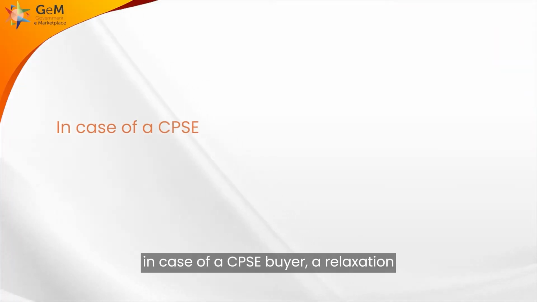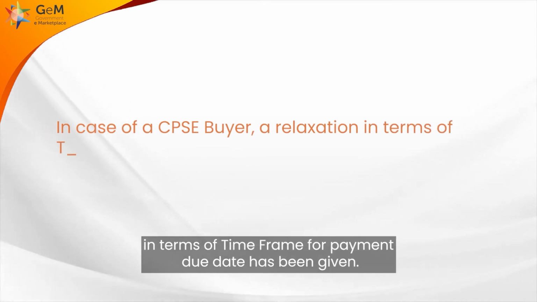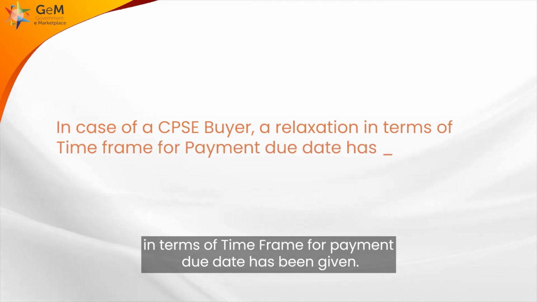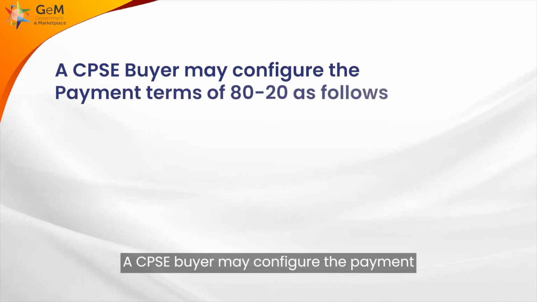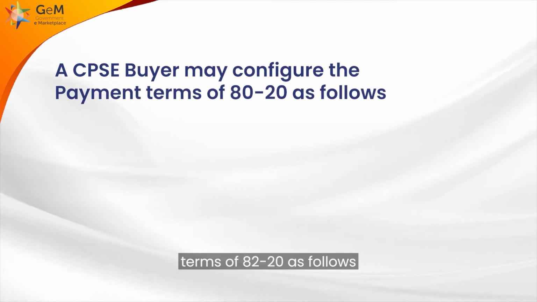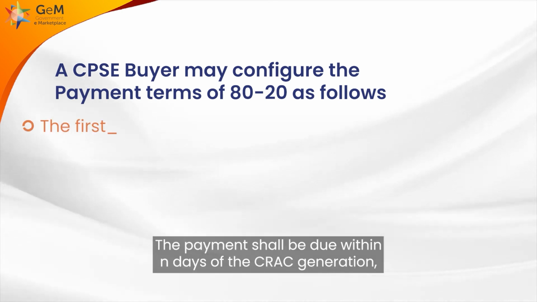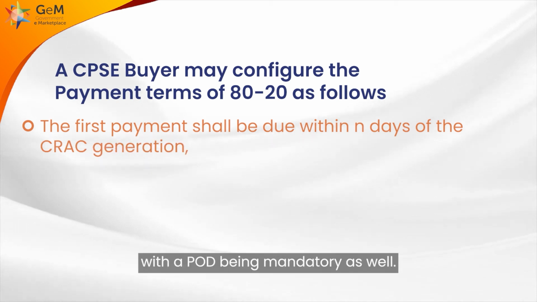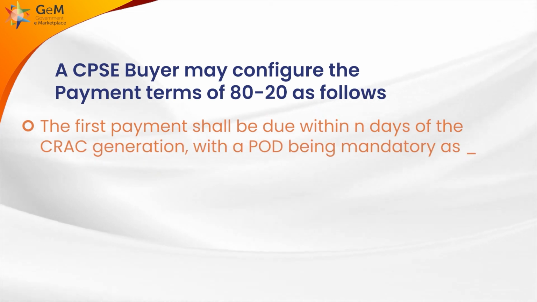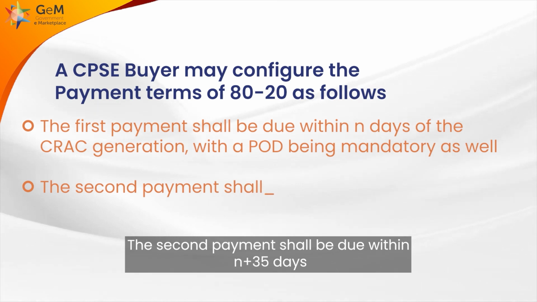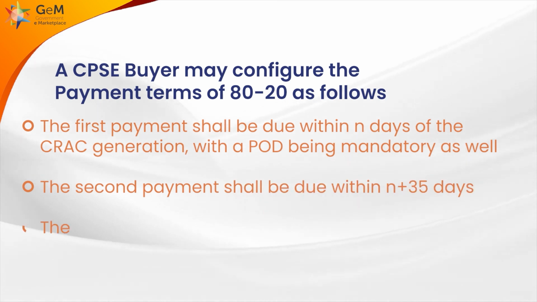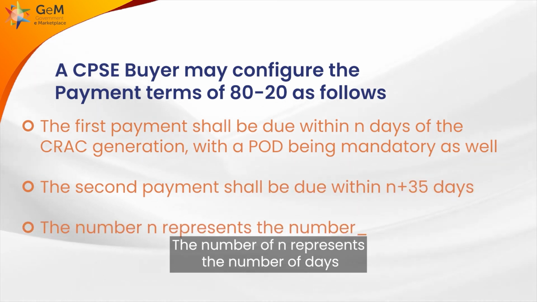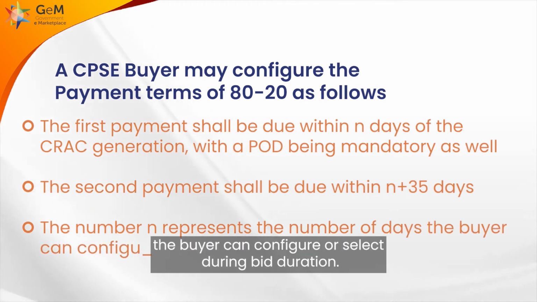In case of a CPSE buyer, a relaxation in terms of time frame for payment due date has been given. A CPSE buyer may configure the payment terms of 80 to 20 as follows. The first payment shall be due within N days of the CRAC generation, with a POD being mandatory as well. The second payment shall be due within N plus 35 days. The number N represents the number of days the buyer can configure or select during bid duration.